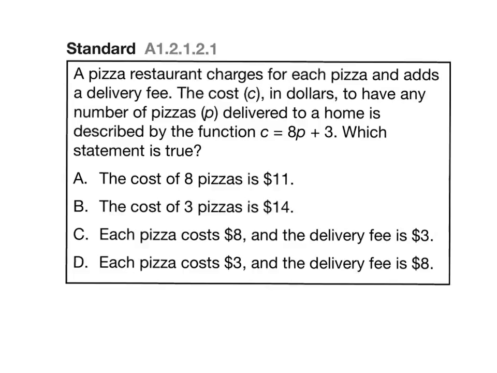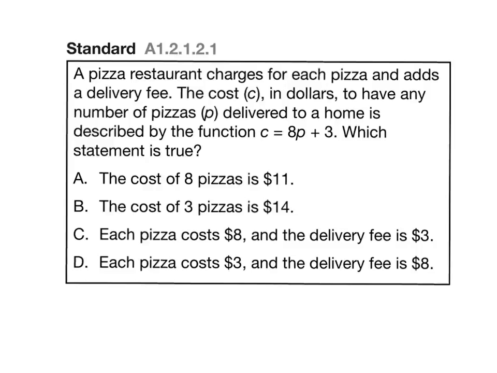So now you have to take a look at these 4 answer candidates here and choose which one makes sense. The first one, we can rule this out immediately. The cost of 8 pizzas is $11. That doesn't even really make any sense. The second one, the cost of 3 pizzas is $14. Well, if I put a 3 in here, that's going to be 8 times 3, which is 24, and 24 plus 3 is not going to make 14. So we rule B out immediately.